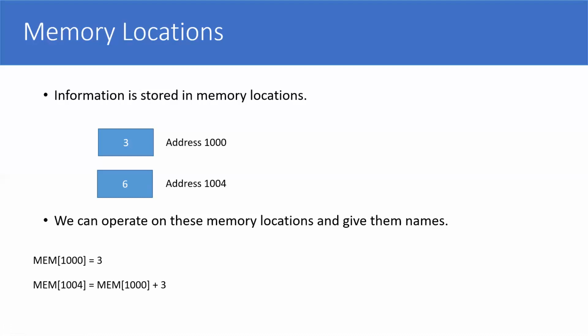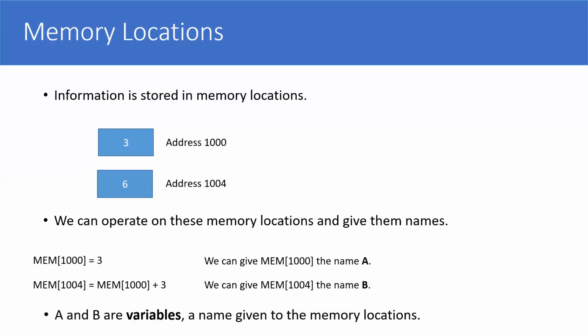We don't want to keep calling them memory location 1000 or address 1000. We want to give them names because we won't know what memory location these pieces of information are stored in. So we can give address 1000 the name A, and address 1004 the name B. These two things, A and B, are variables, which are basically names given to memory locations. But before we go on to talk about what variables are, it's important that we know what types are. So let's move into that.